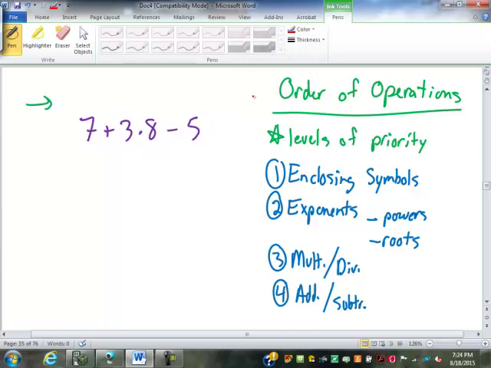So looking back at our original problem here, are there any enclosing symbols? No. Any exponents? No. Multiplication and division? Yes, there is. We have 3 times 8. So what we have to do is we combine those two numbers with the multiplication and then leave everything else the same. So 3 times 8 is 24. The rest of the problem stays the same.